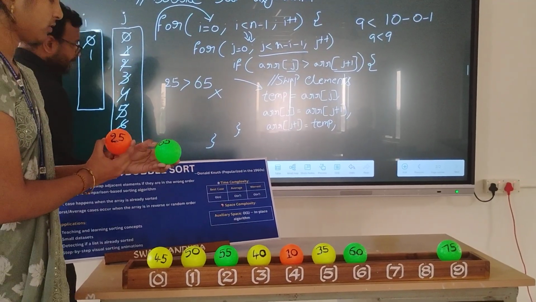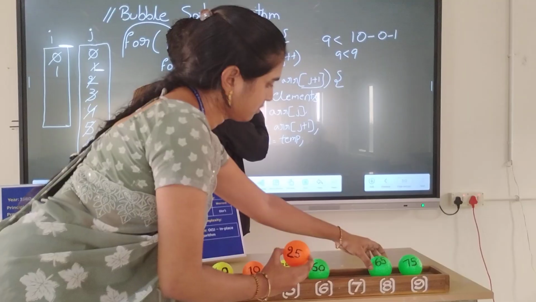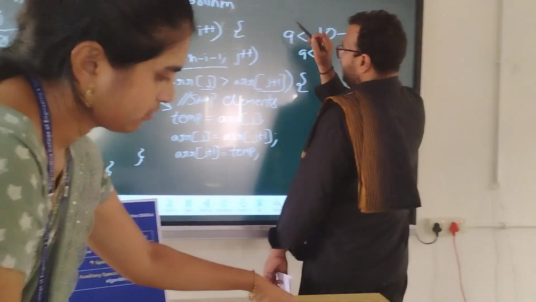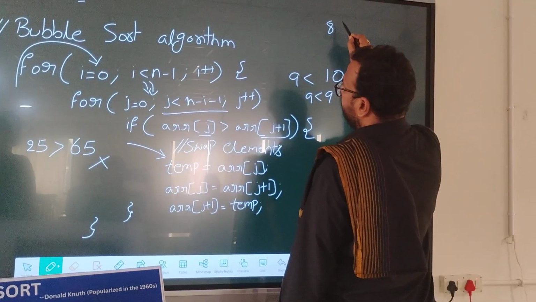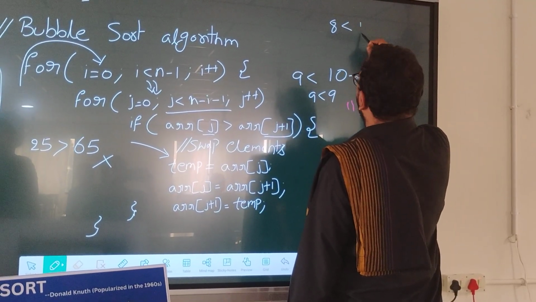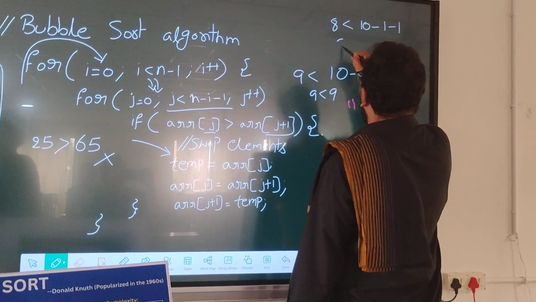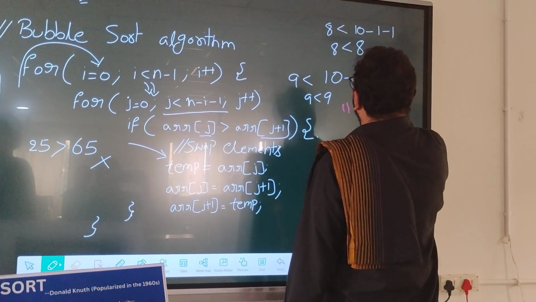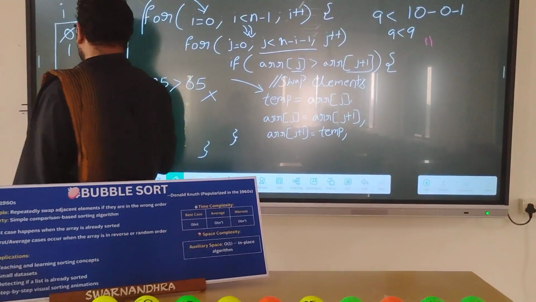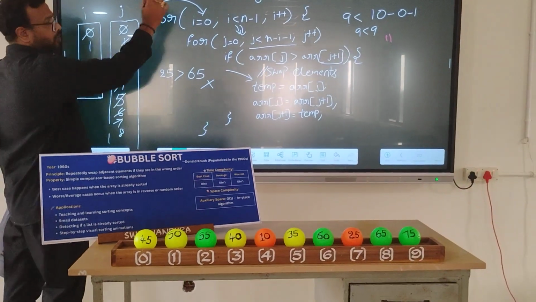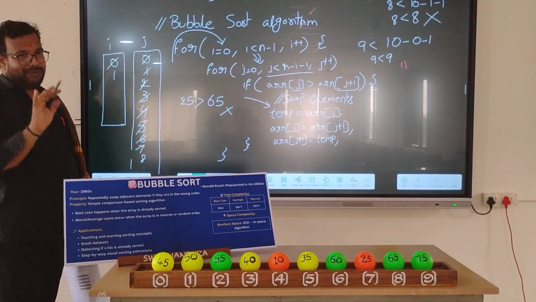Now J becomes 8. Whenever it reaches 8, what is the inner loop condition? J less than n minus I minus 1. 8 less than n, which is 10, minus I, which is now 1, minus 1. So 8 less than 8. The condition fails. Whenever the condition fails, the inner loop is completed. Again the cursor moves to the outer loop. Now I becomes 2, which means the second iteration is completed.